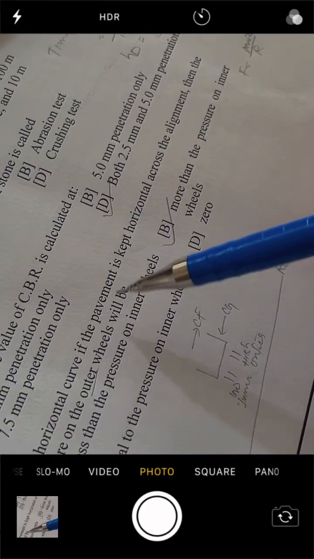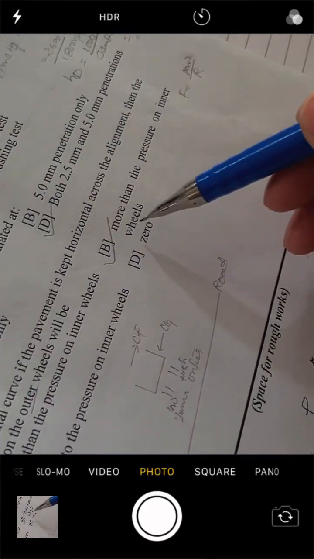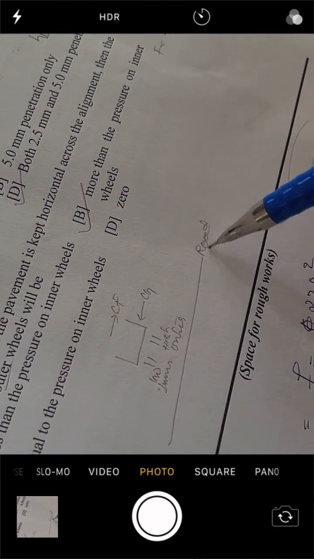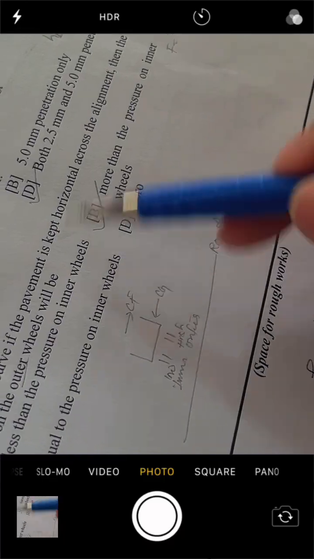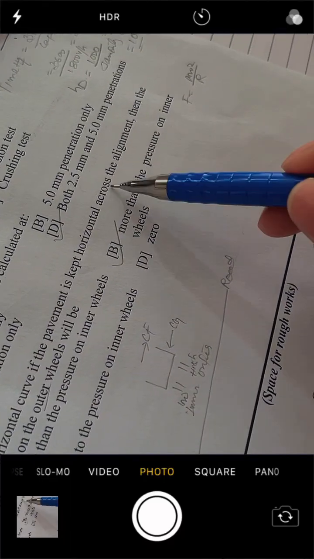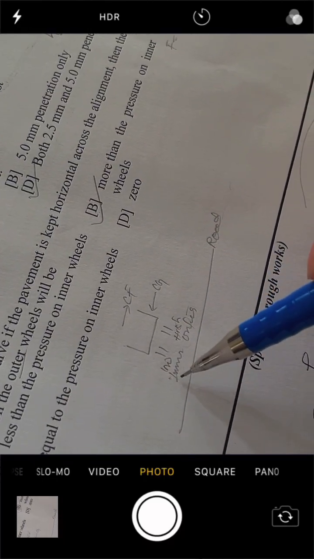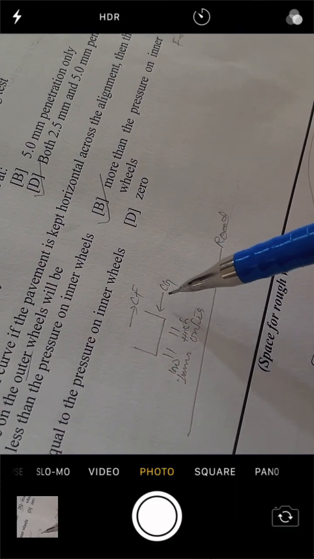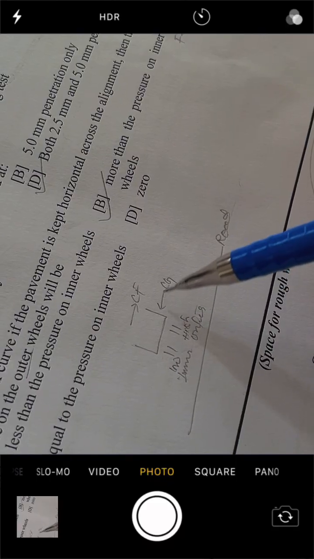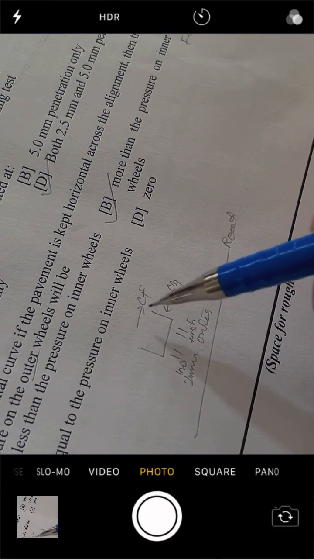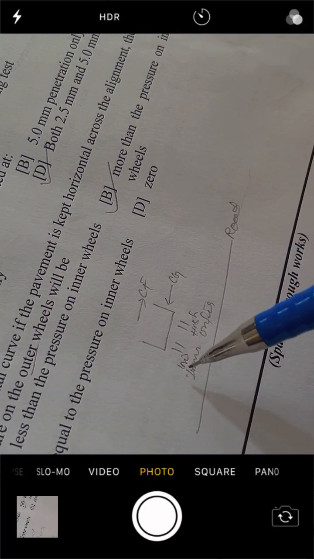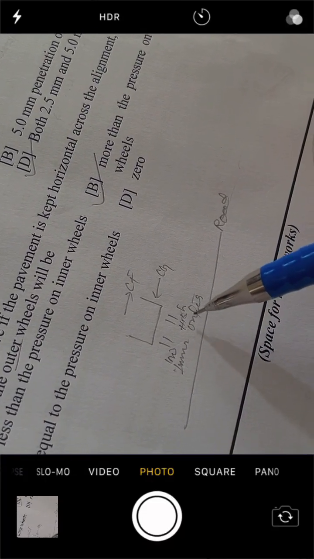On a horizontal curve, if the pavement is kept horizontal across the alignment, then the pressure on the outer wheel will be more than the pressure on the inner wheel. As you can see, this is the road. This is in a longitudinal direction. It says that across. The vehicle is placed across the road. This is my inner wheel. This would be my outer wheel. Centrifugal force will try to move the vehicle outward, whereas the centripetal force, or the CG of the vehicle, will try to move the vehicle inward. But in both ways, it should be in such a way that they are in equilibrium with each other. So pressure on the inner wheel will be low, and the pressure on the outer wheel will be high.